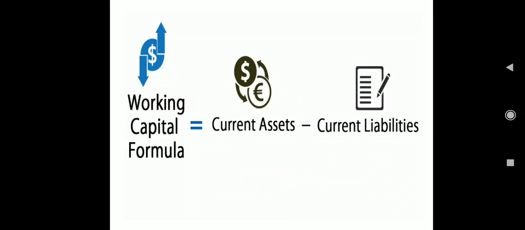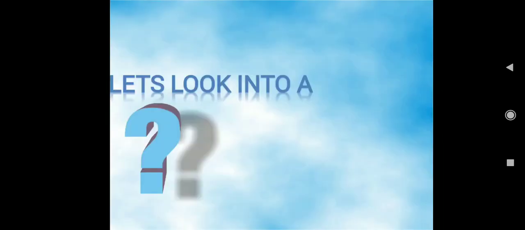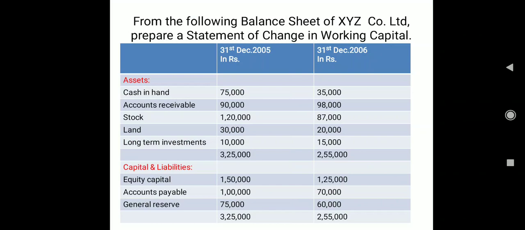So today we are going to solve only the first step, determining the change in working capital. For that just remember this simple formula: current asset minus current liability. So let's look into a question. This is your question where details are given. From the following balance sheet of XYZ Company Limited, prepare a statement of change in working capital.